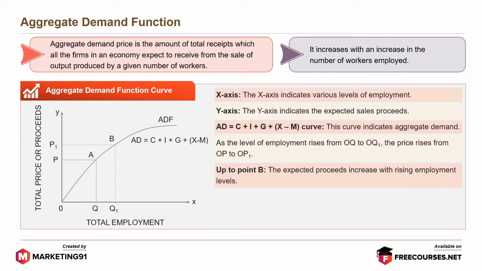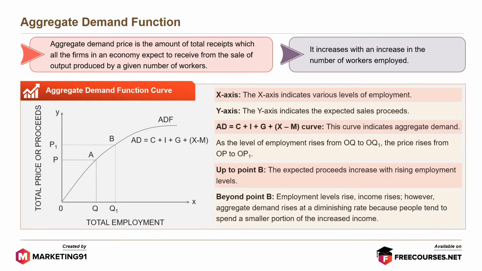Up to point B, the expected proceeds increase with rising employment levels. Beyond point B, as employment levels rise, income rises. However, aggregate demand rises at a diminishing rate because people tend to spend smaller portions of the increased income.